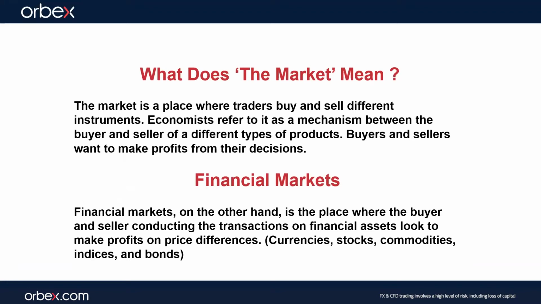So what does the market mean? Well, the market is a place where traders buy and sell different instruments. Economists refer to it as a mechanism between the buyer and the seller of different types of products. Buyers and sellers want to make profits from their decisions naturally and avoid losses at all costs. Financial markets, on the other hand, is a place where the buyer and seller conducting the transactions of financial assets look to make profits on price differences.